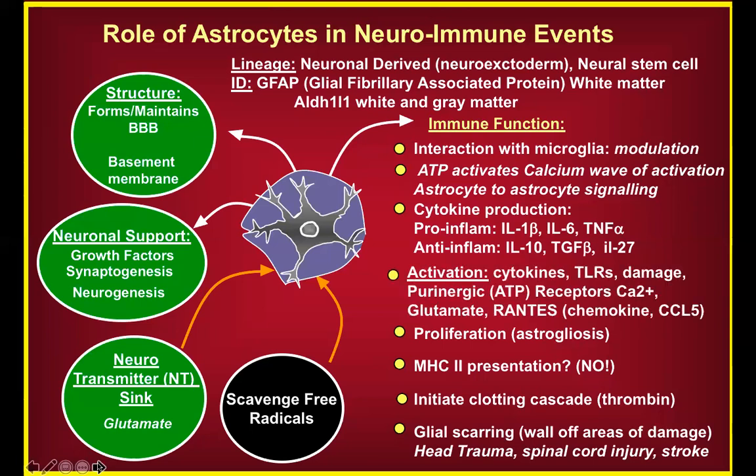We know that they can be activated, so astrocytes definitely respond to cytokines. They respond to damage-associated proteins. They respond to ATP through what are called purinergic receptors. They're very responsive to calcium, glutamate, and a number of chemokines.